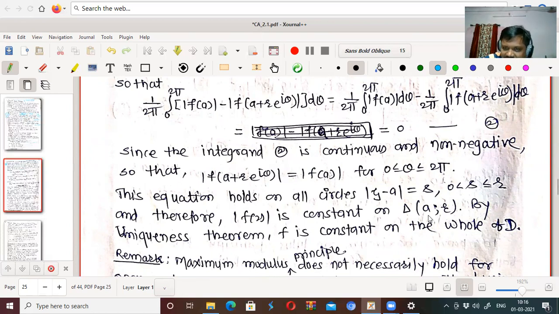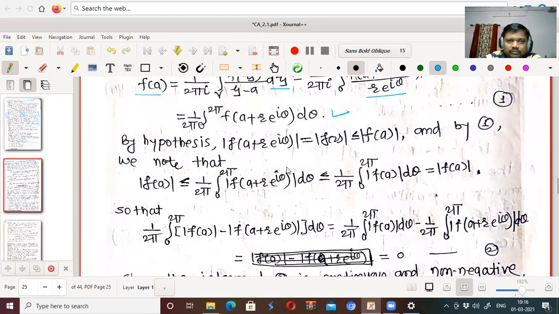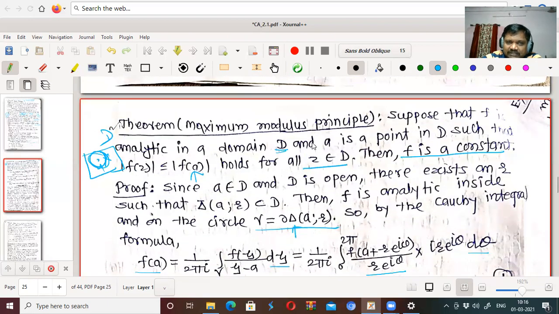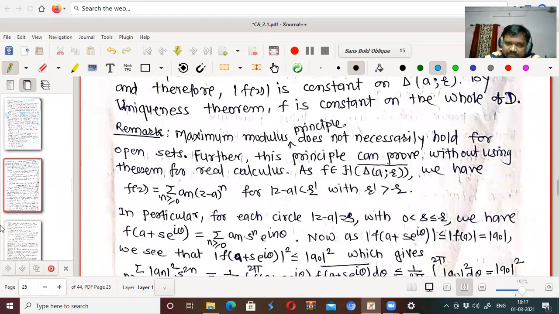That means a disk having center a, radius r. And therefore, if modulus of f of z is constant on this disk, then f of z should be constant by using the uniqueness theorem on the whole D. So it should be a constant function. So we proved that if f is analytic in a domain D and mod f of z is less than or equal to mod f of a for all z in D and a in D, then f is constant. This is called the maximum modulus principle.